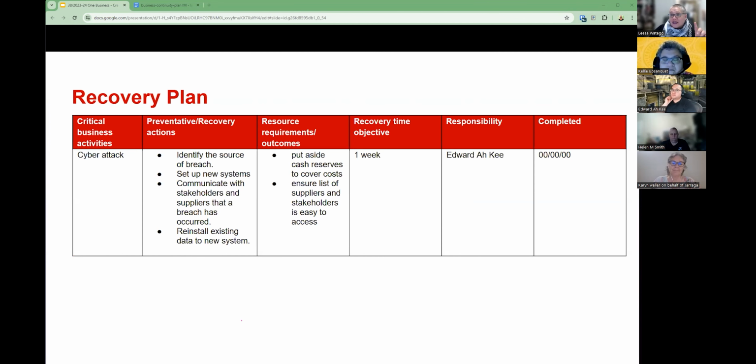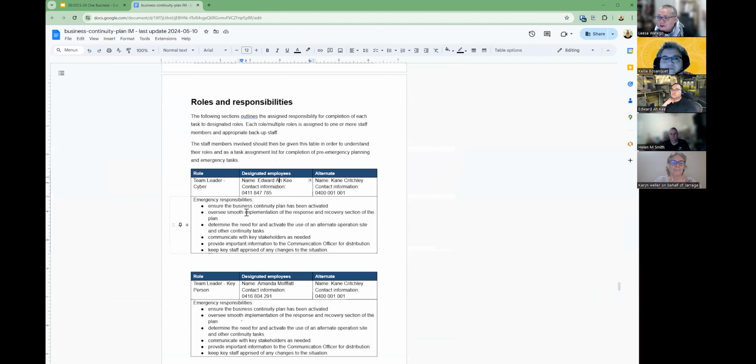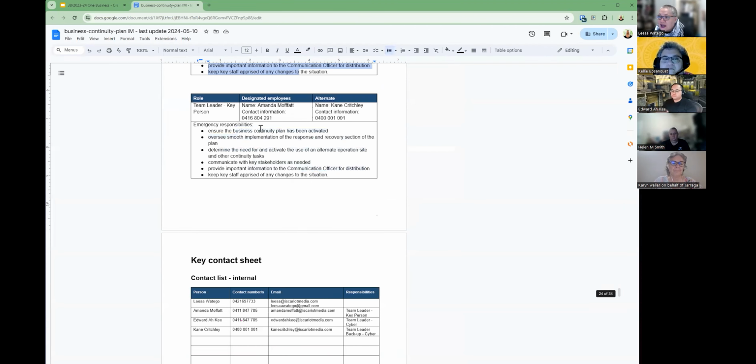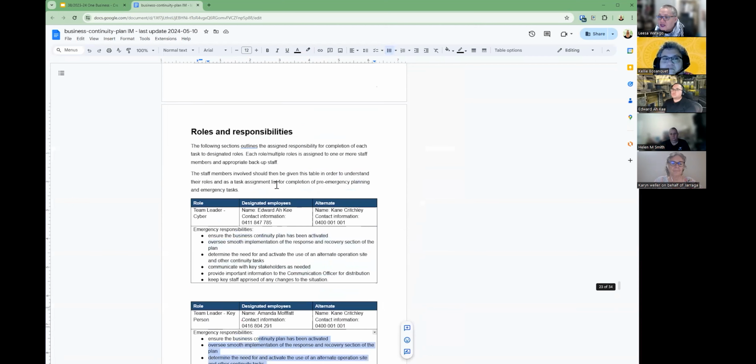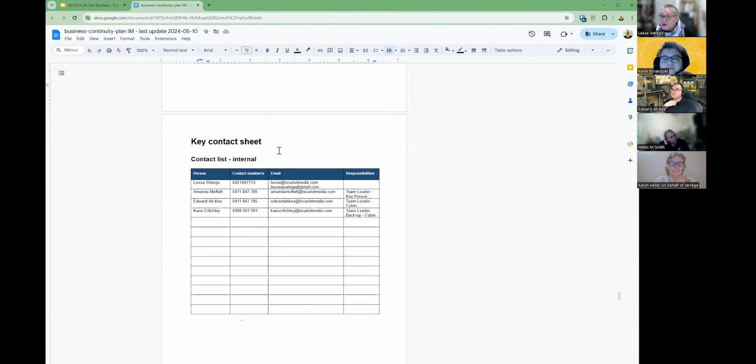So I actually have in our business continuity plan. Let me see if I've got it in here. Business continuity plan. So I actually have, so I've got who are the responsibilities? So these are some of Eddie's responsibilities. These are some of Amanda's responsibilities. I think this is if I pass away. So there's different responsibilities there.